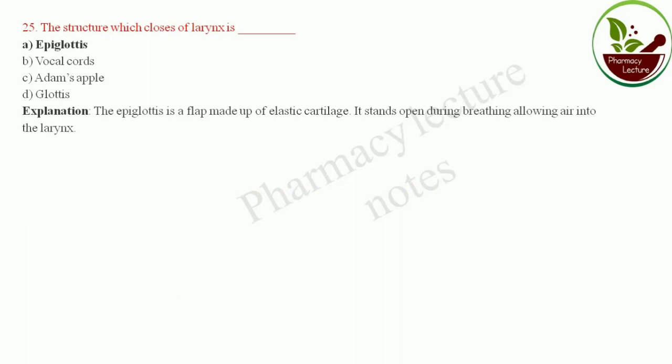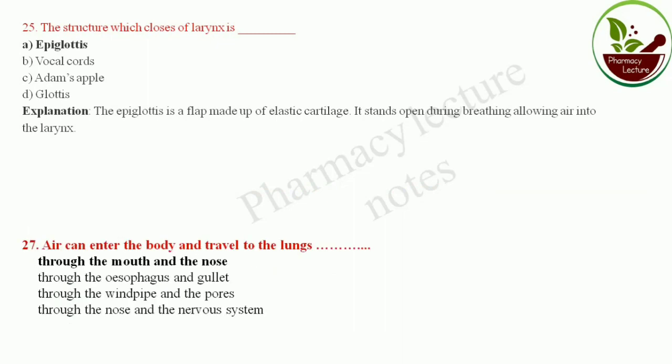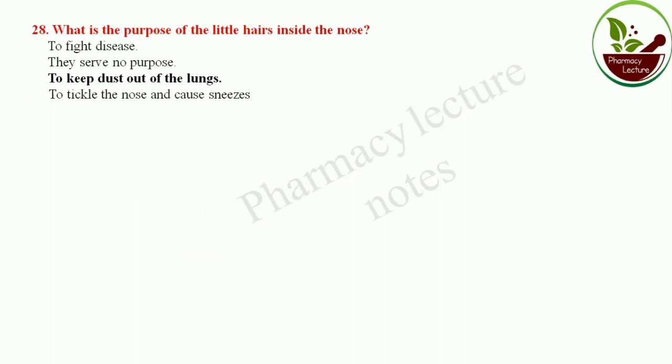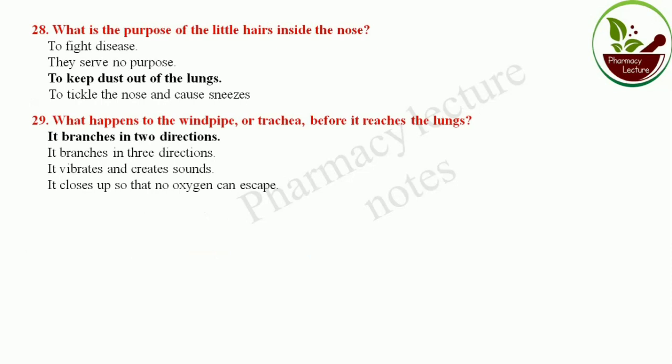The structure which closes the larynx is called the epiglottis. The air can enter the body and travel to the lungs through the mouth and nose. What is the respiratory system? It is the body's breathing system. Then what is the purpose of the little hair inside the nose? To keep dust out of the lungs. What happens to the windpipe, the trachea, before it reaches the lungs? It branches into two directions.